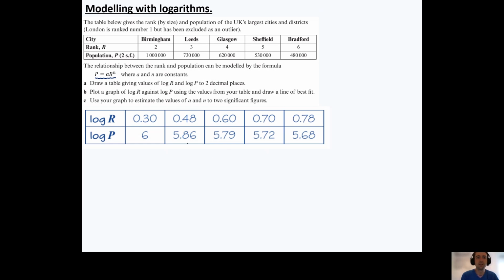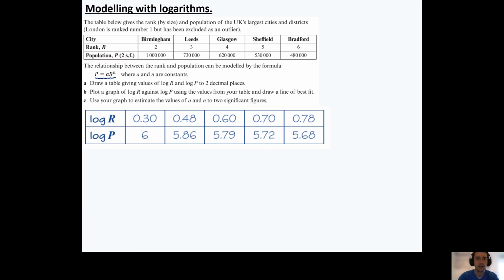And what we're going to do is investigate the relationship between these 2 sets of values to try to give us an indication of what the relationship is between P and R. So now the textbook is asking you to plot a graph of log R against log P, and draw a line of best fit. We are going to do that, but we're going to do a little bit better than that.